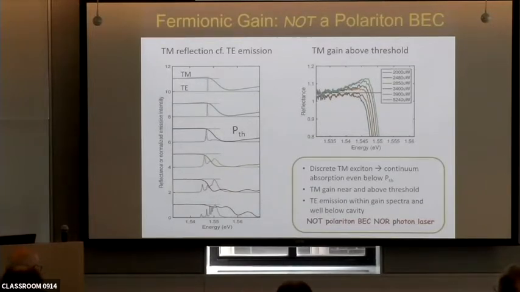And it cannot be a Polariton BEC. But it's also not a photon laser, so that leaves us no choice, but we actually have a BCS-like state for the Polariton.